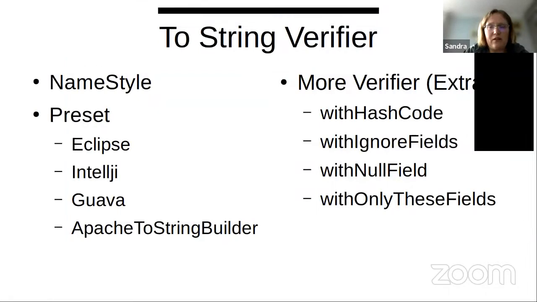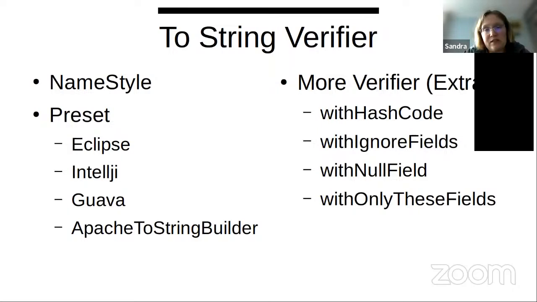And toString verifiers have many naming styles. Therefore, besides the Eclipse and IntelliJ ones, maybe I use the Guava string builder or the Apache string builder. I can use it, and I can make them more versatile. Like, I want to produce some hash code. Maybe some fields should be ignored because they are passwords or something like that. What about null fields and so on? So I have many possibilities.